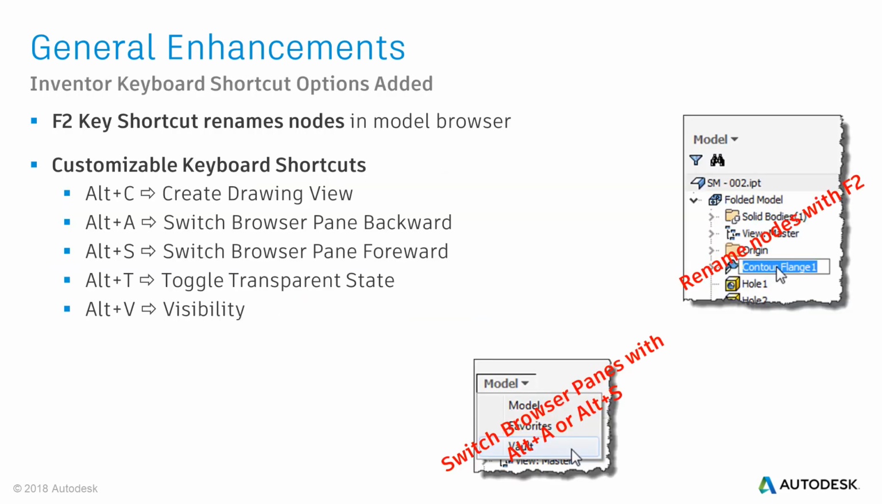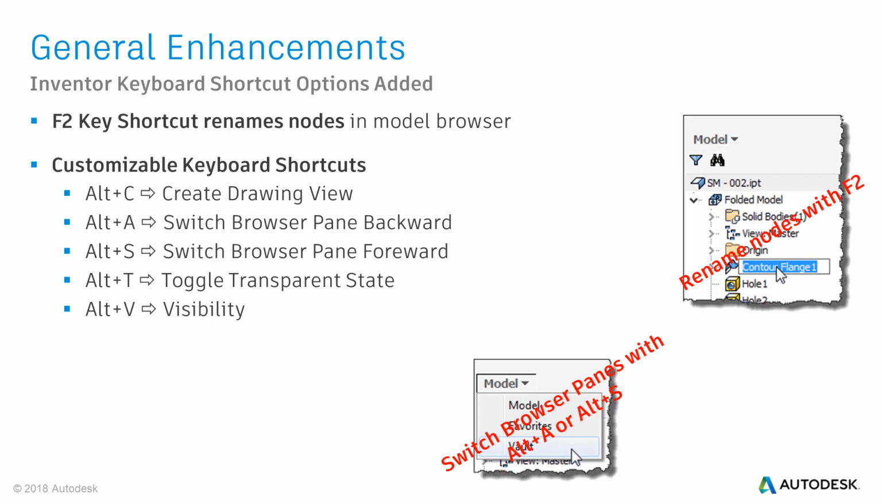A couple of small changes can be discovered with shortcuts. You can now rename a node in your model browser by selecting the node and pressing F2. Also, customizable keyboard shortcut options are now included in the Customize dialog box. For example, you're working in a model environment, let's say in an IAM file, use Alt+C to quickly get access to the drawing template dialog box where you start the automated workflow of drawing view creation.